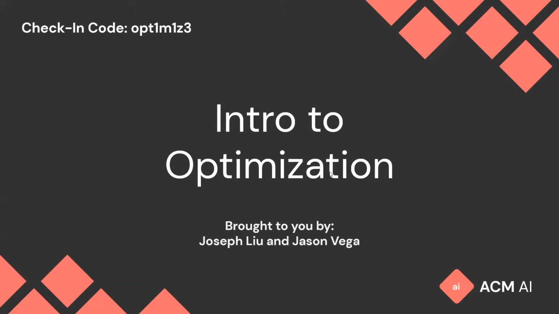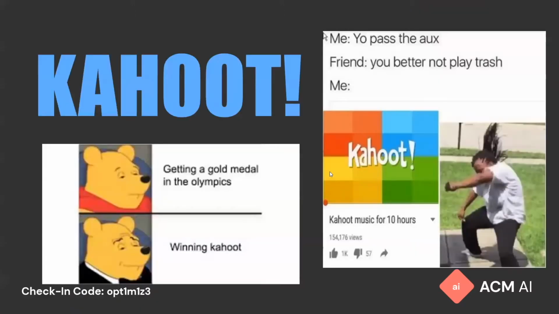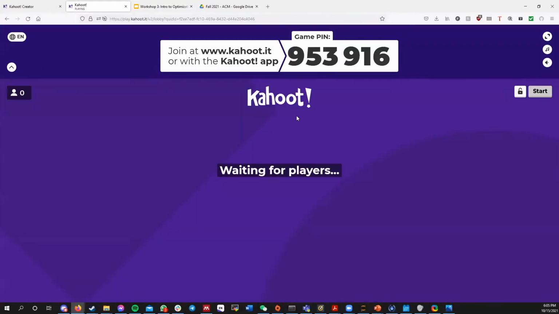And you want your neural network to learn quickly, and you want it to learn fast and well, basically. So we'll first start with Kahoot. So get your phones out, get whatever devices out, because we're going to get started with a Kahoot right now.